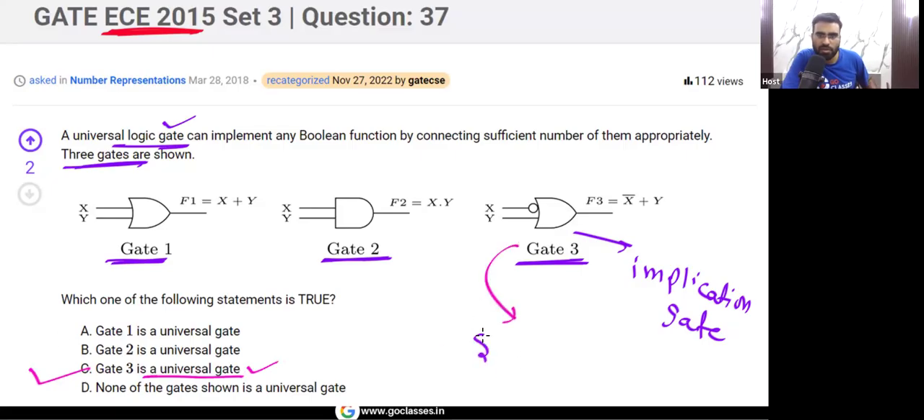Because you can see this implication gate, comma 0, comma 1, this is functionally complete. So this is the universal gate. The answer will be option C. Is this understood? Please tell me.